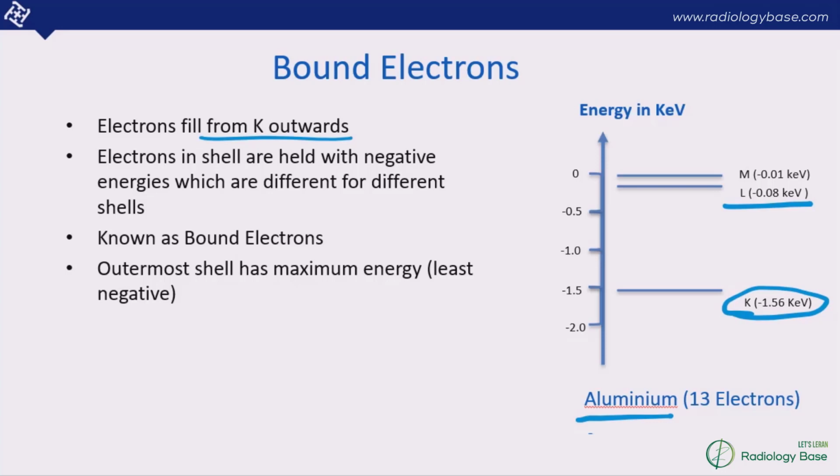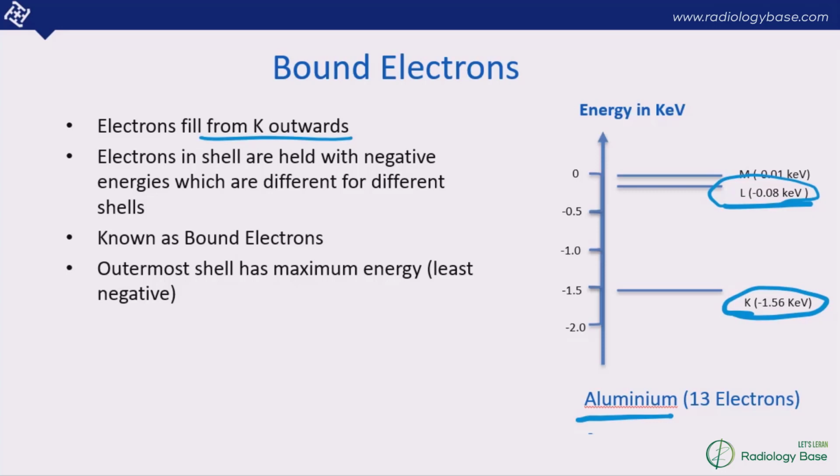Now there is one important concept here, and that is which of these energies is greater. You remember that as all these energies are negative values, the less negative value is going to be the greater value. So the actual energy of the electron in the L shell, which is minus 0.08 kilo electron volt, is greater than the energy experienced in the K shell, which is minus 1.56 kilo electron volt.